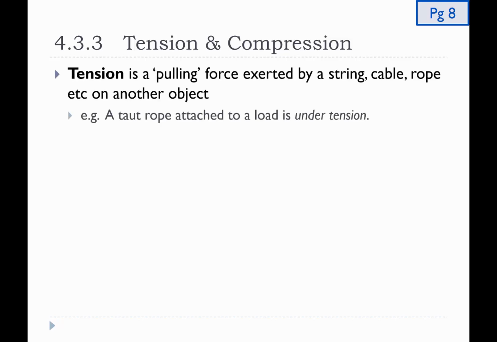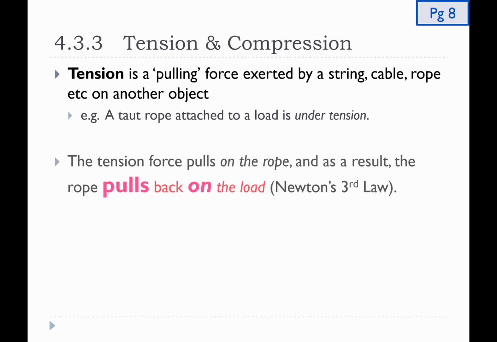Basically, tension is a pulling force exerted by a string, cable, or rope on another object. Anything that is taut, such as a taut rope attached to a load, is under tension. Do take note that tension is a pulling force. Tension pulls on the rope, and as a result, the rope pulls back on the load. This is actually Newton's third law.